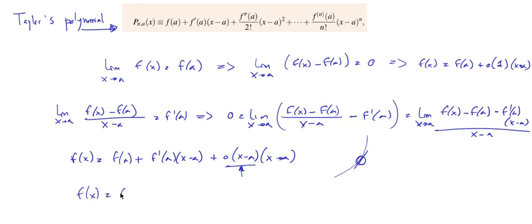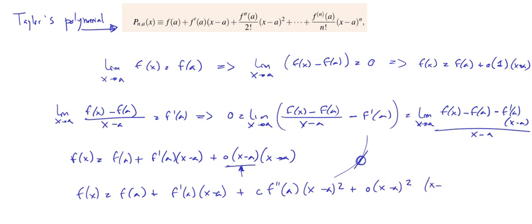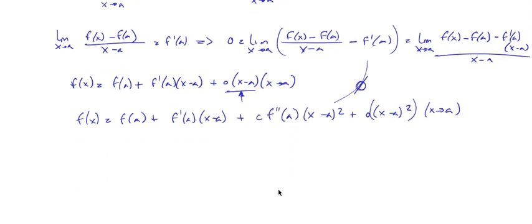f at x is f at a plus f prime at a times x minus a, and then maybe something that multiplies the second derivative at a times x minus a squared, plus small o of x minus a squared when x goes to a. Sorry, this parenthesis here. Can we do this? Can we find this? Well, let's see if we can find this limit.